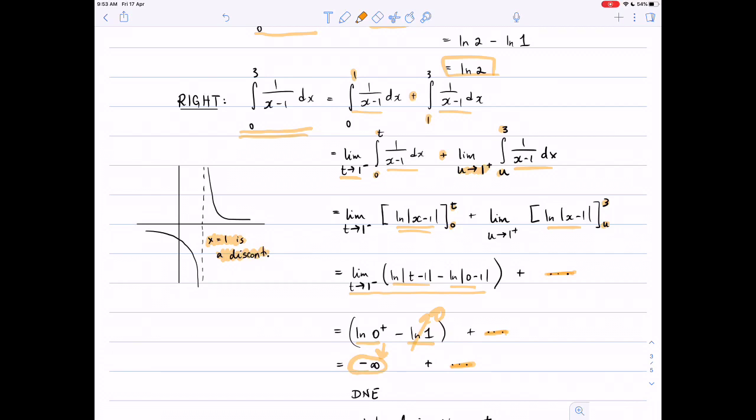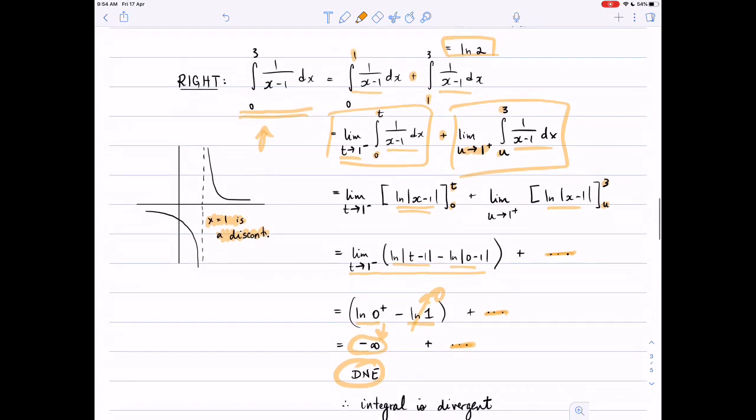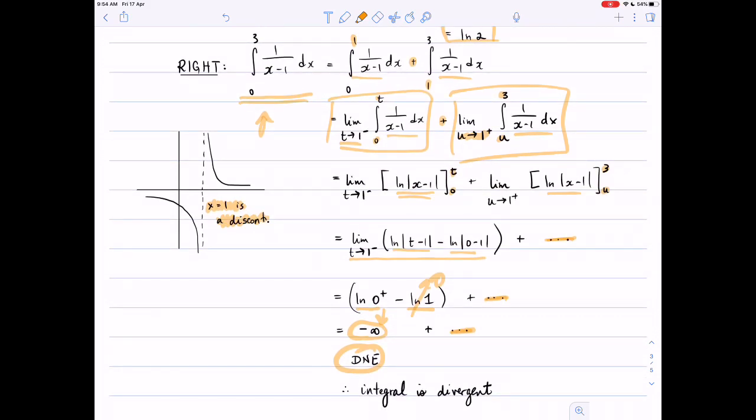I don't even need to fill in these details, because we split this up into two pieces. If one of them does not exist, then the whole thing does not exist. They both need to converge for the original integral to be convergent. Since we have one that is divergent, it does not even matter what the other one does. It might converge, it actually doesn't, but it might converge as well. It does not matter because one piece has failed, the integral is divergent.